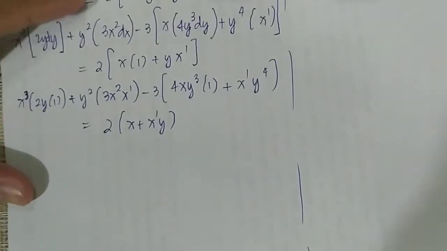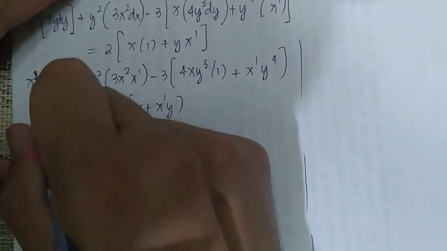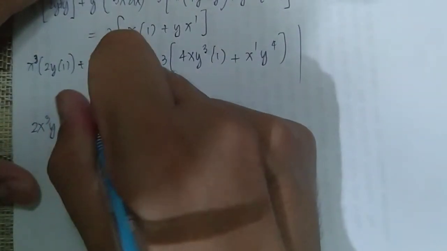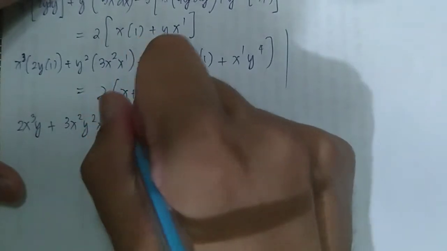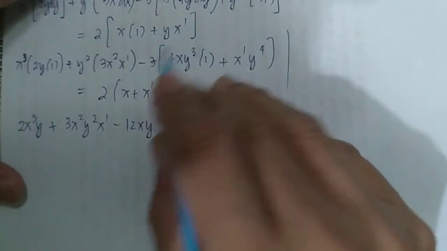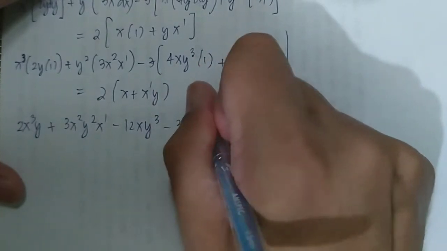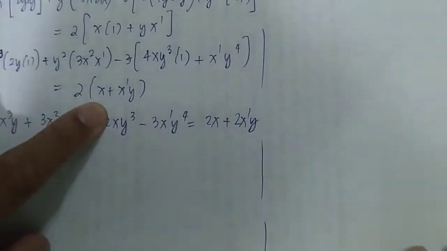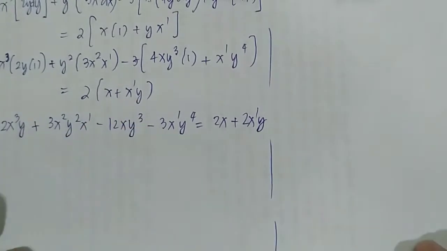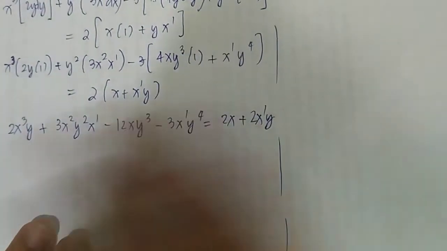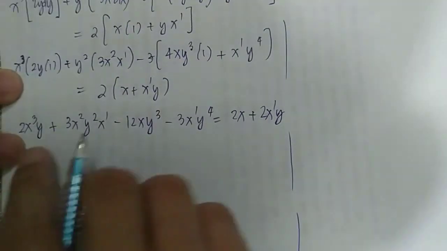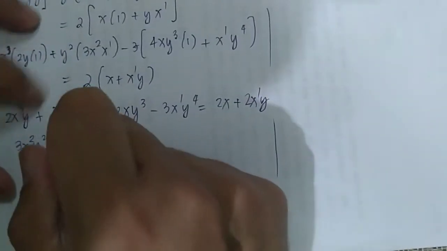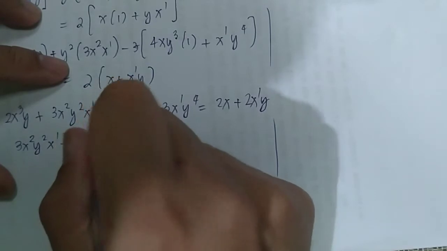So, simplify muna natin. So, magiging siyang 2x cubed y plus 3x squared y squared x prime minus 12xy cubed, distributing the 3, minus 3x prime y to the fourth equals 2x plus 2x prime y. So, combining lahat ng may x prime sa kaliwa at lahat ng wala, ililipat natin sa kanan. So, wala ito, so transpose to the right. So, magigilang itong 3x squared y squared x prime minus 3y to the fourth x prime, this one.